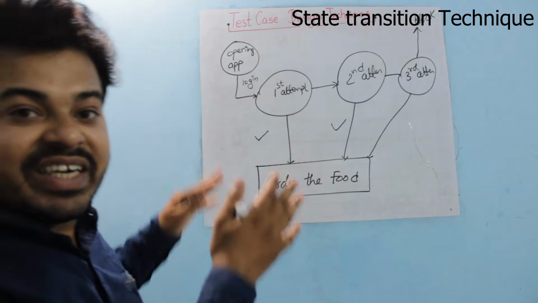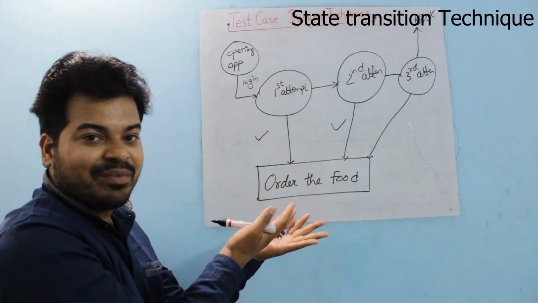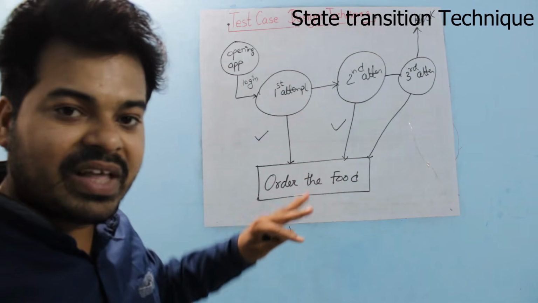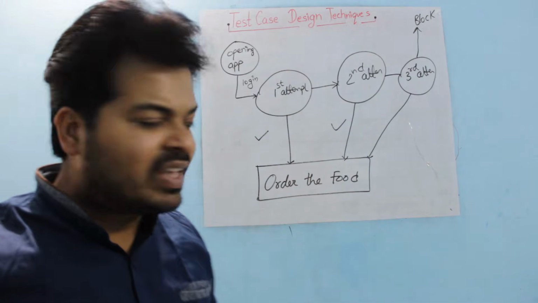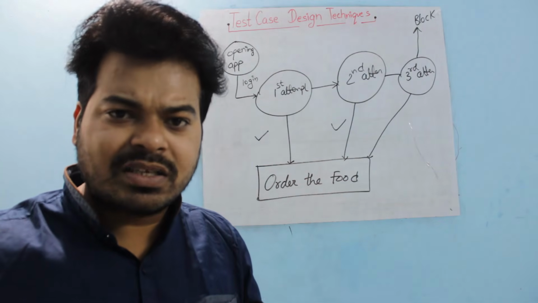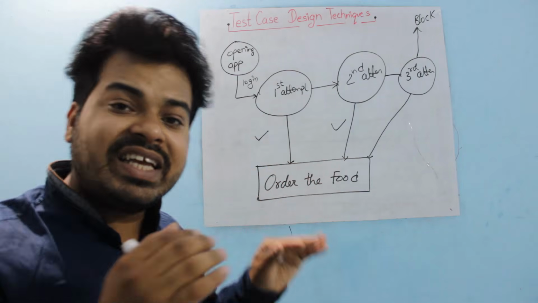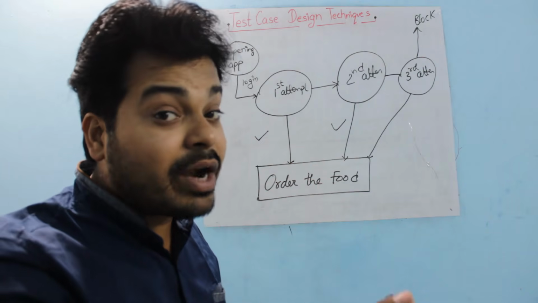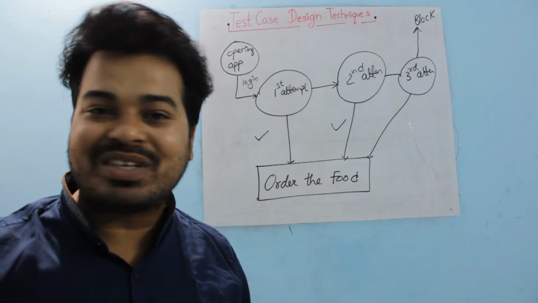Using this state transition technique or state transition diagram, this diagram makes you understand what all test cases can come, right? So you need to draw this diagram and analyze how you can write test cases in order to have better test case coverage. If you don't draw this diagram, you may miss some test cases. To have good test case coverage, if you draw this diagram, it will be very easy for any one of you to write good test cases, to have 100% test case coverage. So this is all about your test case design techniques, also called black box design techniques.